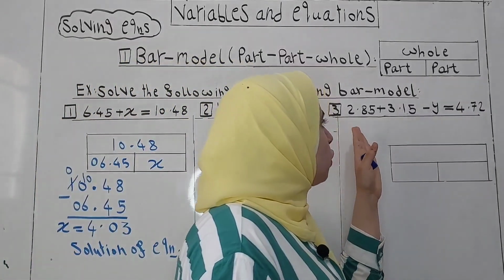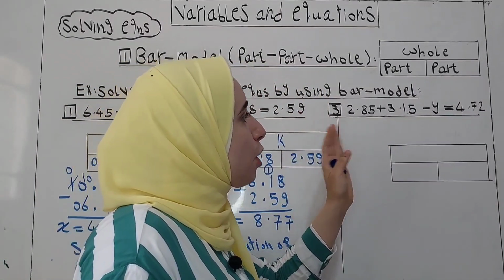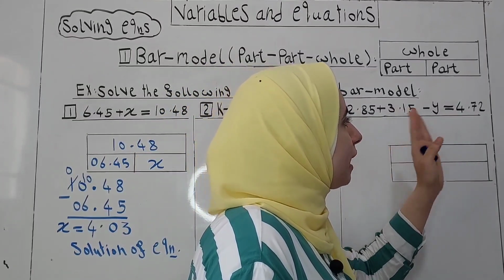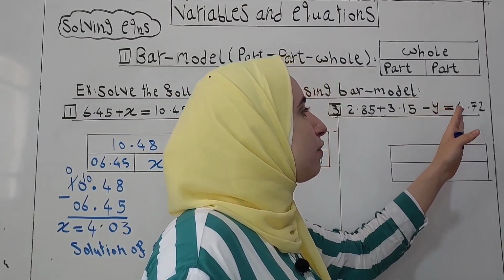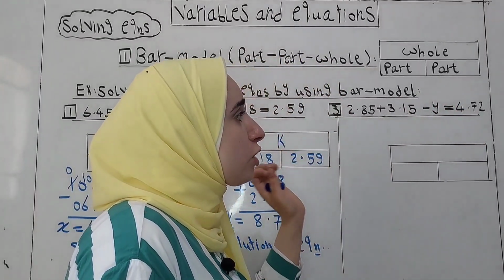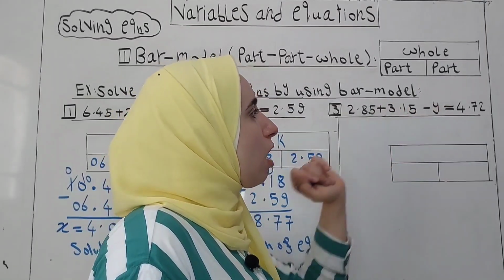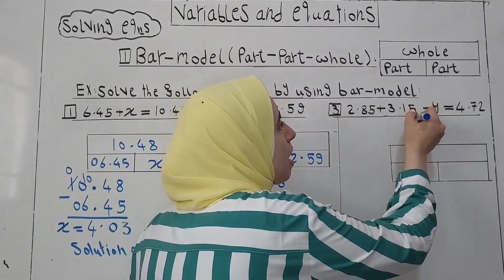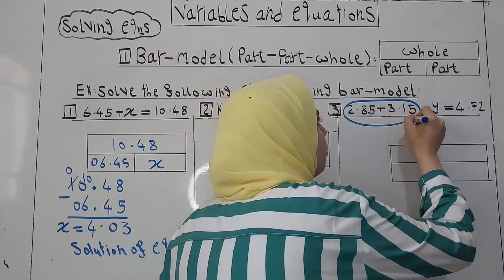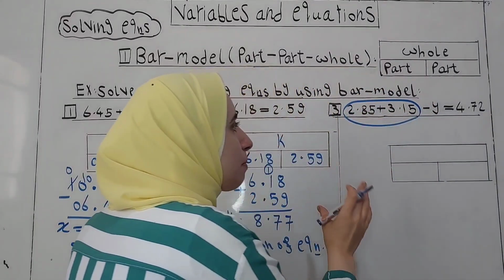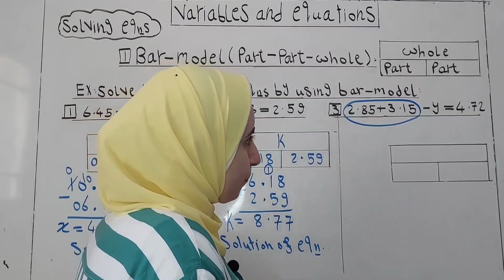Number 3. 2.85 plus 3.15 minus y equals 4.72. We need to solve for y. At the first, we must get the sum of two numbers. We must check the number of digits.